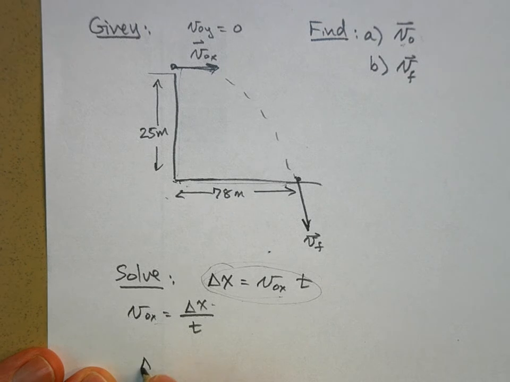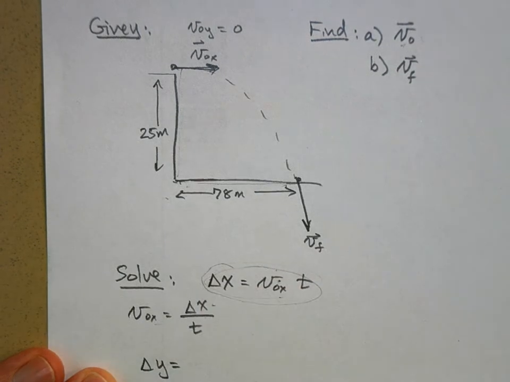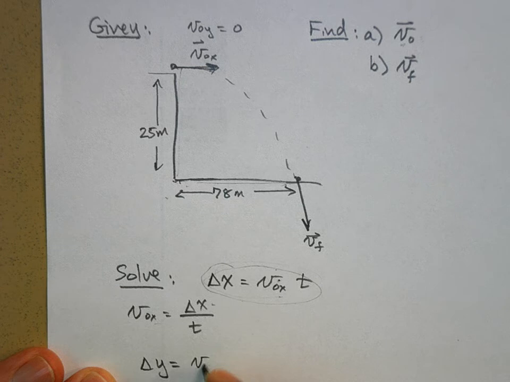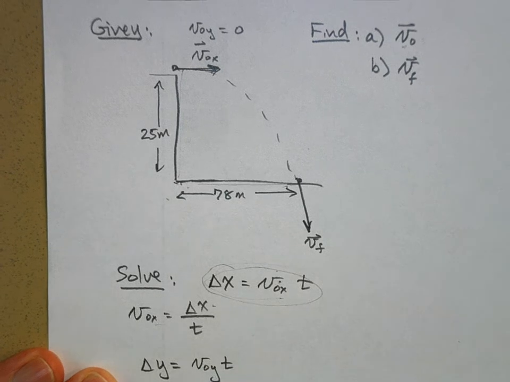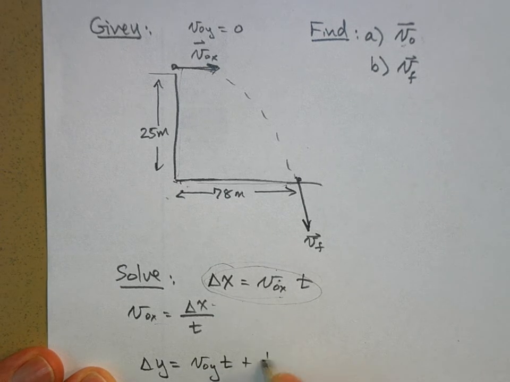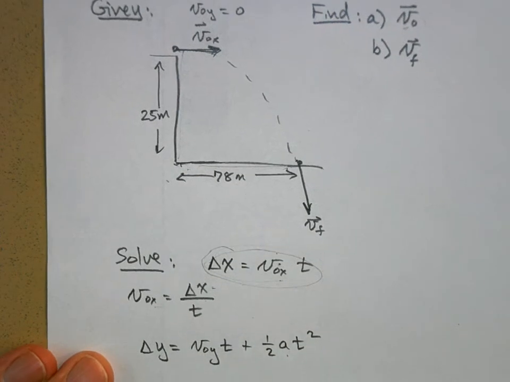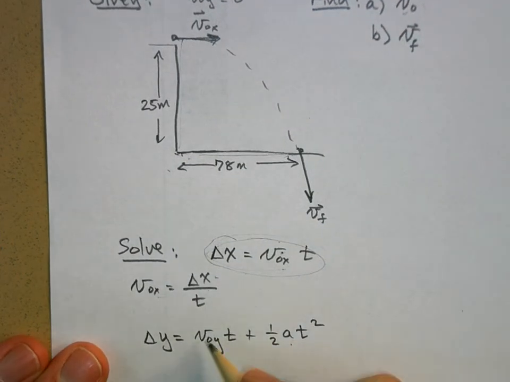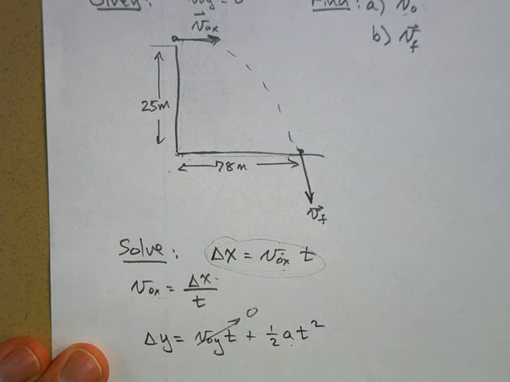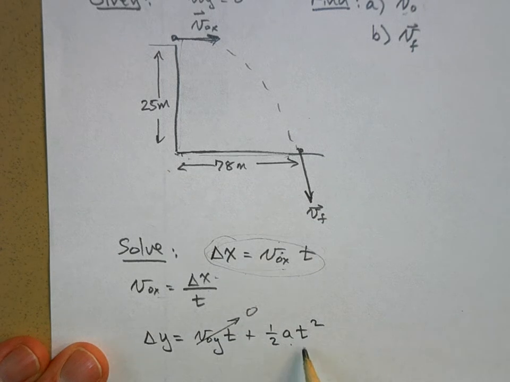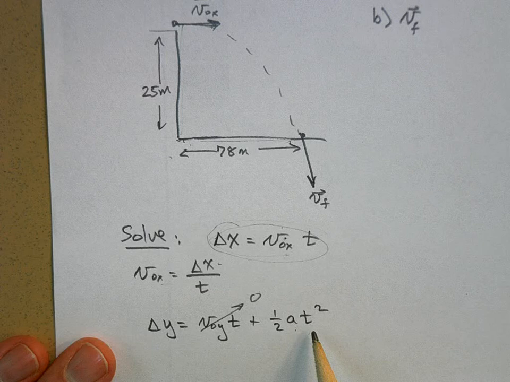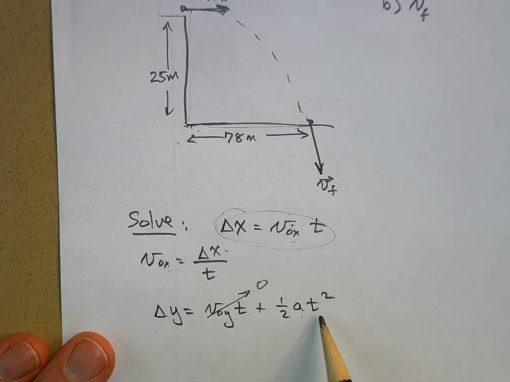And I know what delta y is. It's negative 25 meters equals v naught y times t plus 1/2 a t squared, because I know what the acceleration is, right? Well, this is 0, so this whole term goes away. And now I'm going to solve for time. And we've done this many times. Pardon the pun.